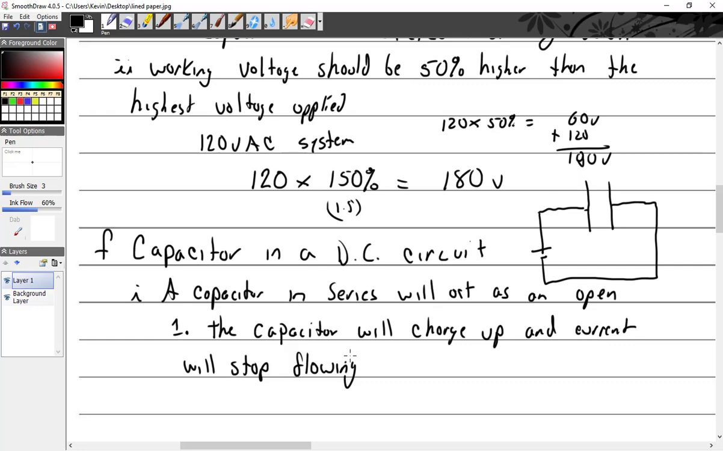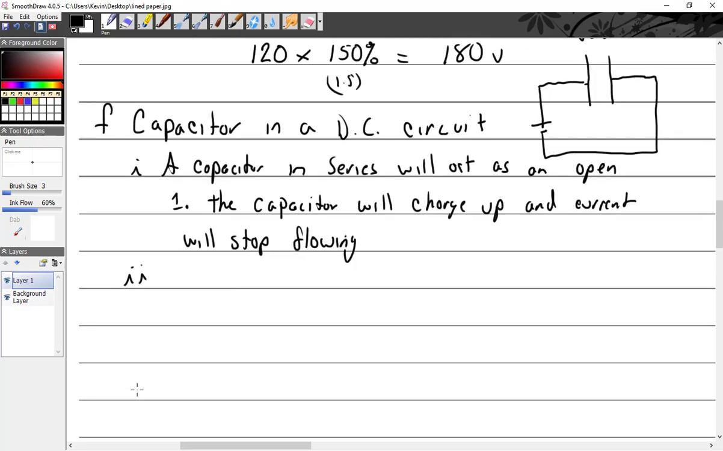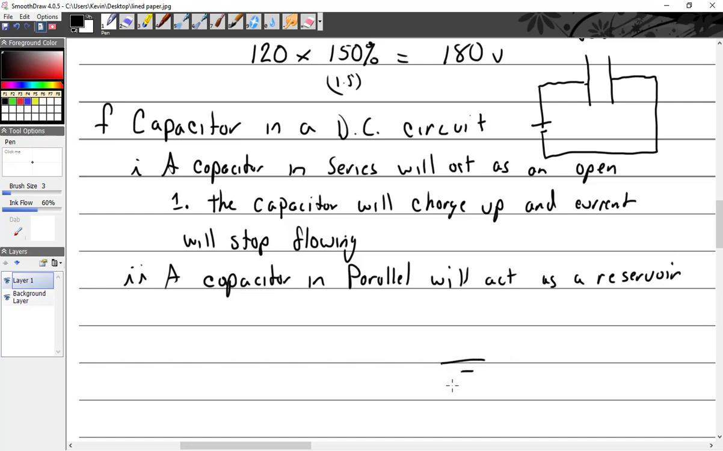What about a capacitor in parallel? And again, we're talking about DC. Capacitor in parallel will act as a reservoir. So it would look something like this. I can put a load, and I could just put a capacitor in parallel. That's in parallel, right?